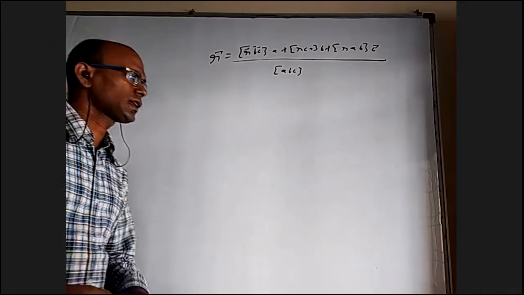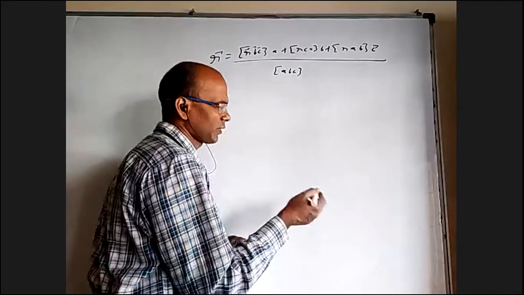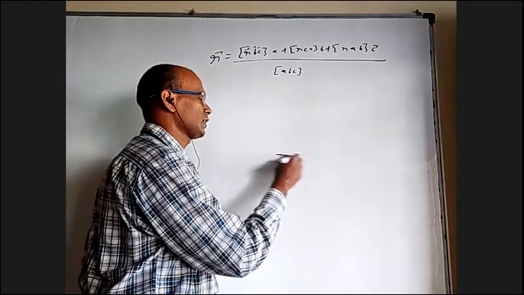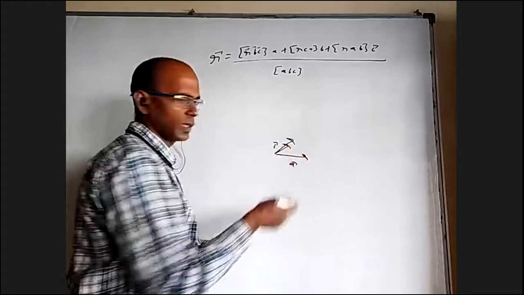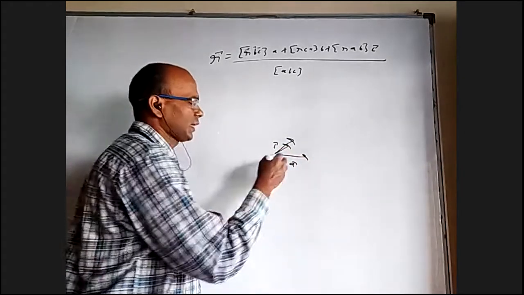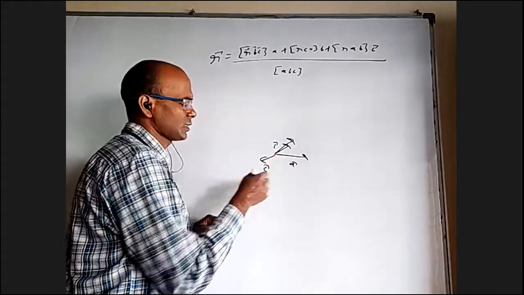Okay, as I said yesterday, right hand system and left hand system, we don't have to go into the definition in detail and all that. But when you take A and B, let's say somewhat like this. If you take C like this, it is left.